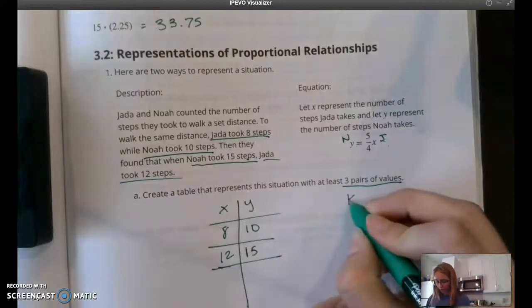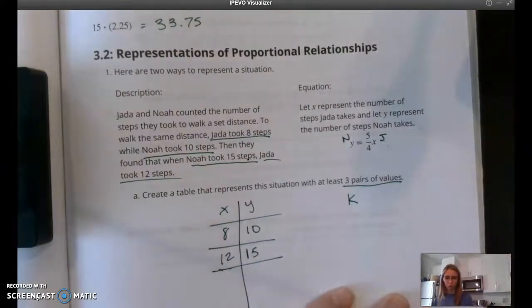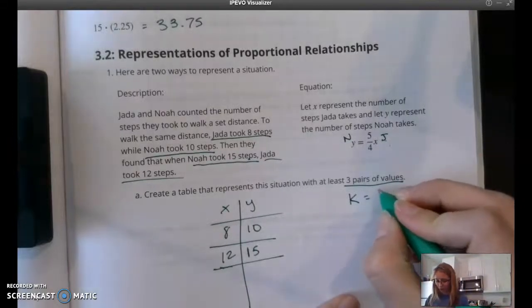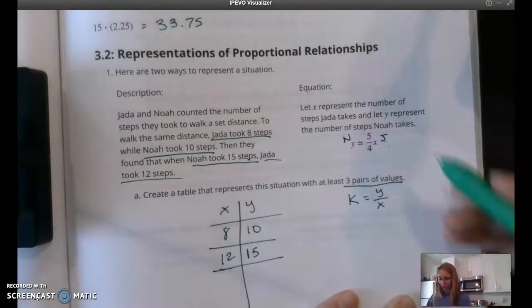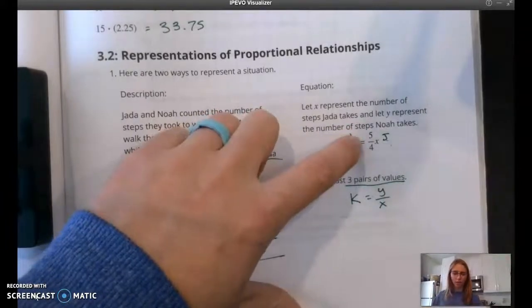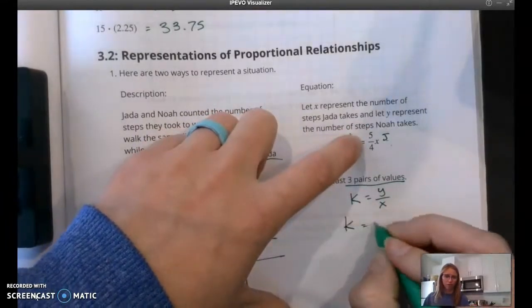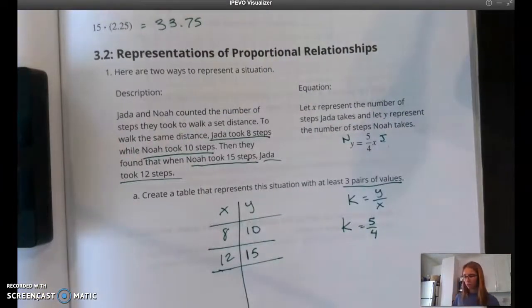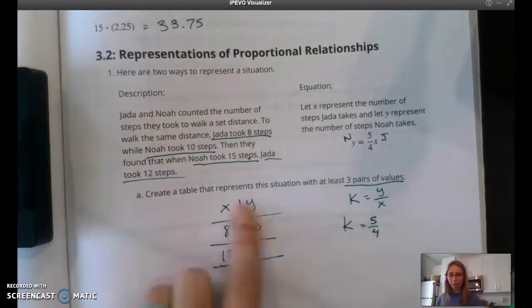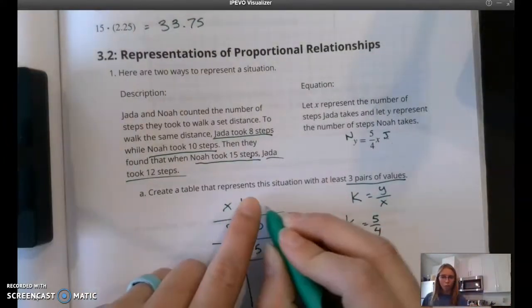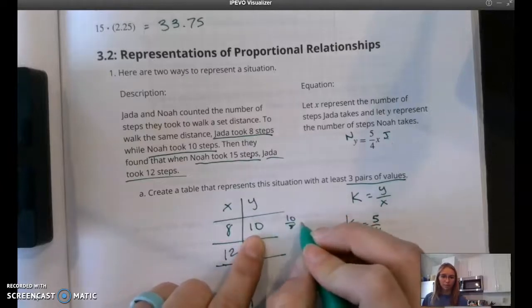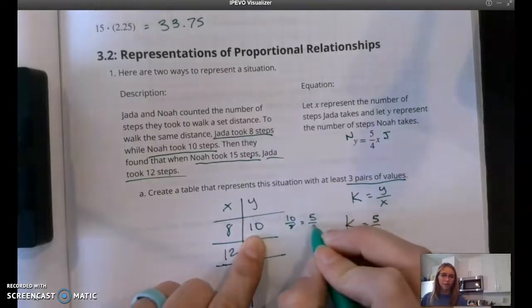So our k value is our constant of proportionality. So k is represented by your y over x. Well, up here, they already gave it to us. So k equals 5 over 4. So we can make sure that these numbers are correct by putting our y value over our x value. So 10 over 8, that does reduce down to 5 over 4.